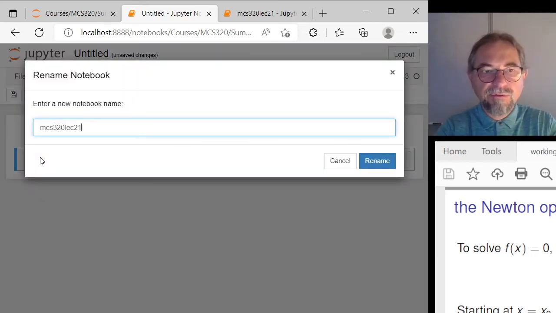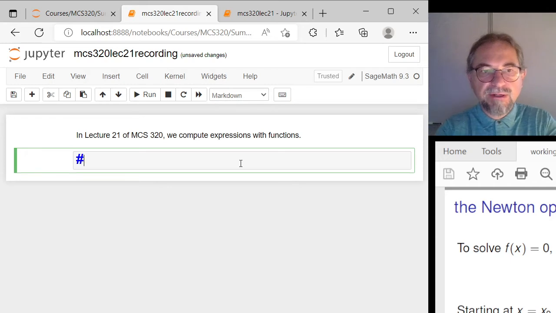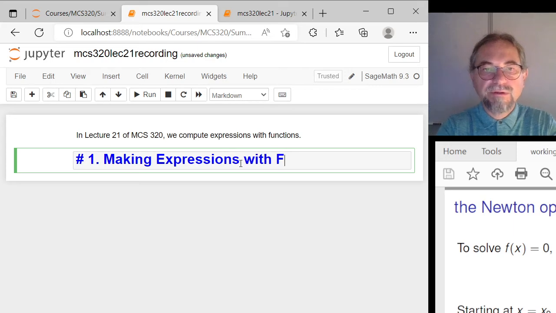There is already a prepared Jupyter notebook, which I will post on the course website. But it's very important that when you do symbolic computation, that you actually do it. Okay, so making expressions with functions.